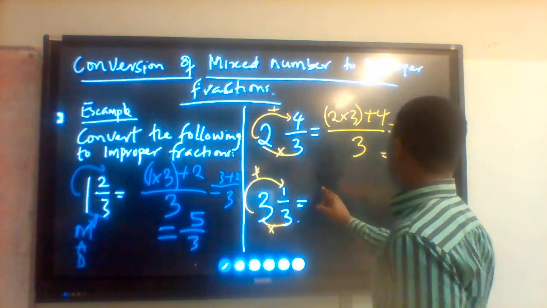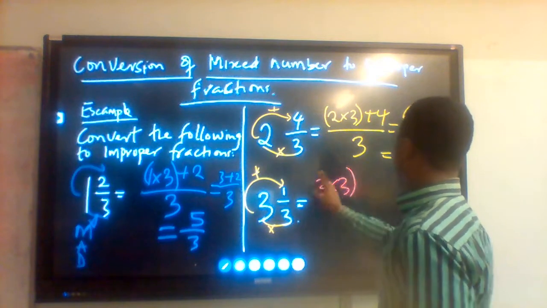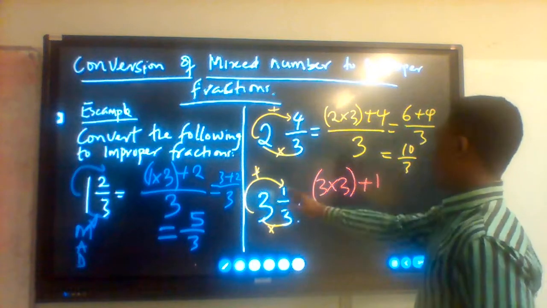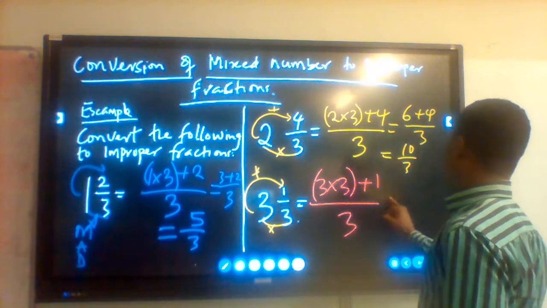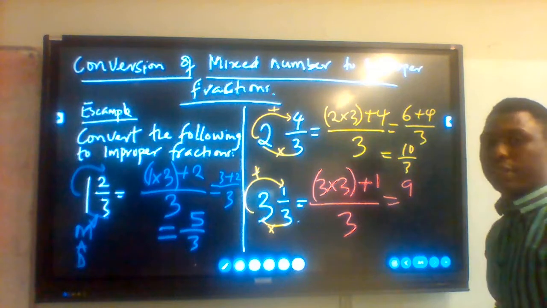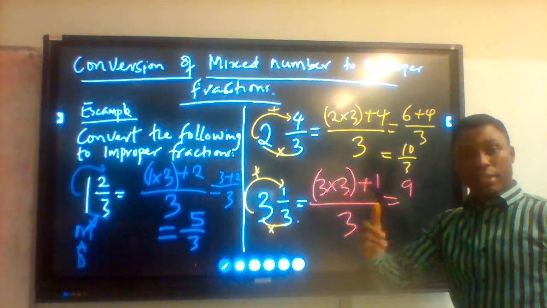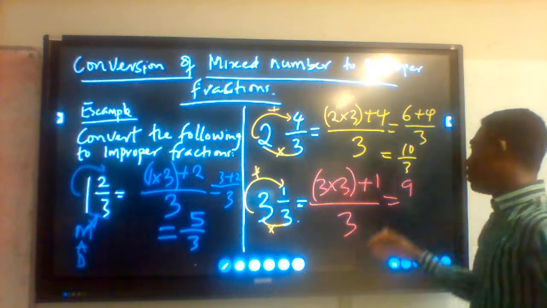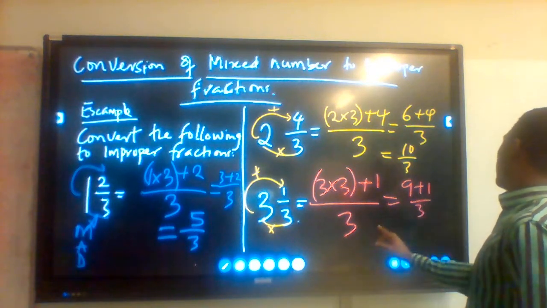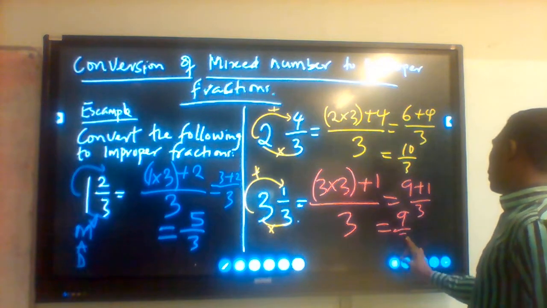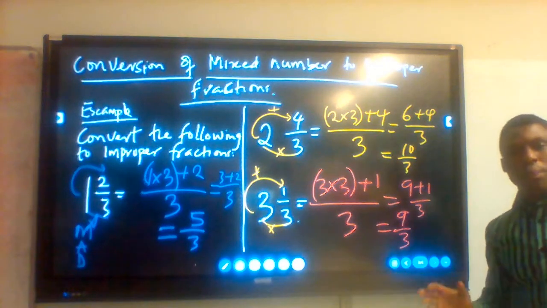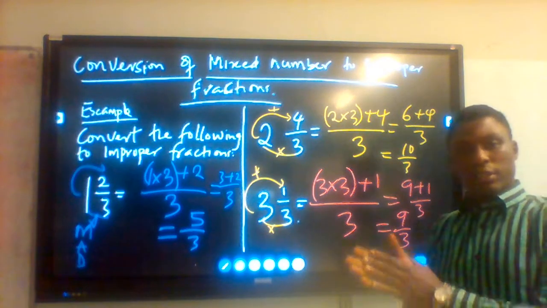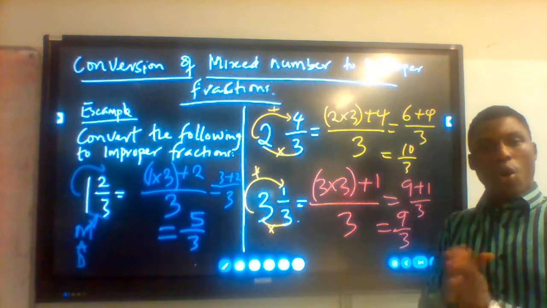Let's just look at it. We say 3 times 3. That is the denominator times the whole number part, plus 1, the numerator, all over 3. 3 times 3 is 9, plus 1 over 3, which will give us 10 over 3. Simply put, you multiply the denominator with the whole number, then you add the result to the numerator, all over the denominator.